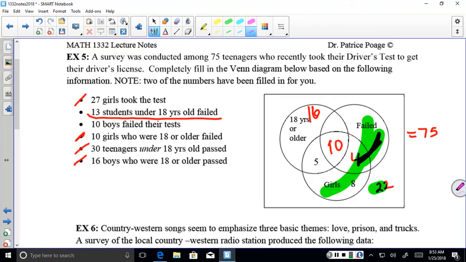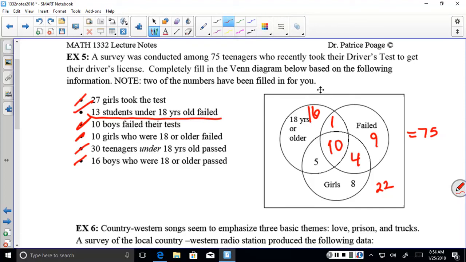I already have 4 there, so that leaves 9. And who are those 9 people? Boys under 18 who failed. 10 boys, so they're not in the girls' circle, failed. So they're right here, these 2 spots. So those 2 spots add up to 10. Right now I have 9. That leaves 1. So I had to think a little bit on that one. Questions on that one?